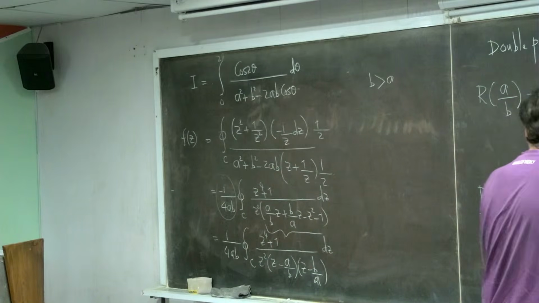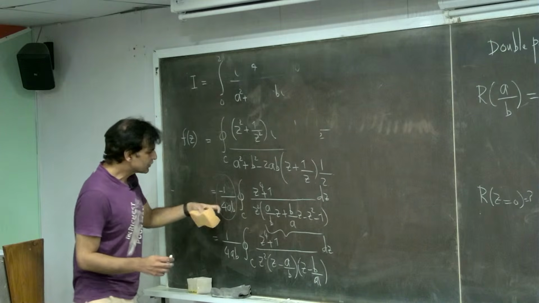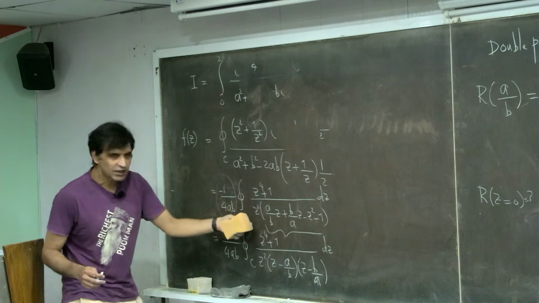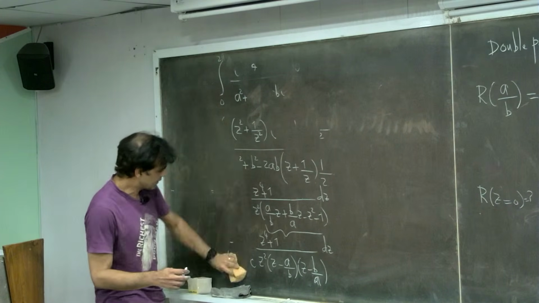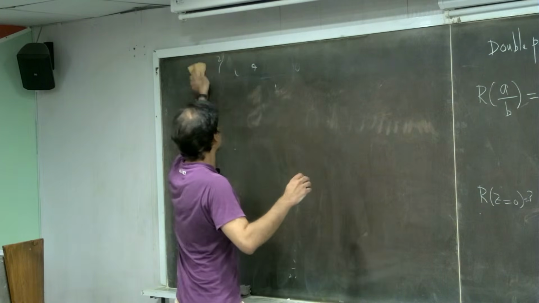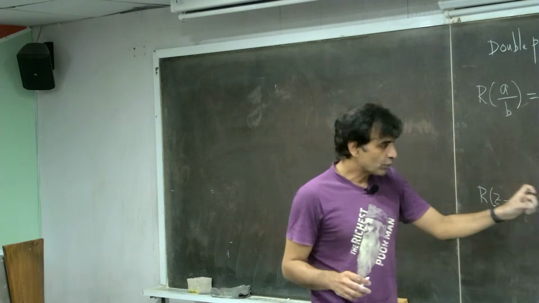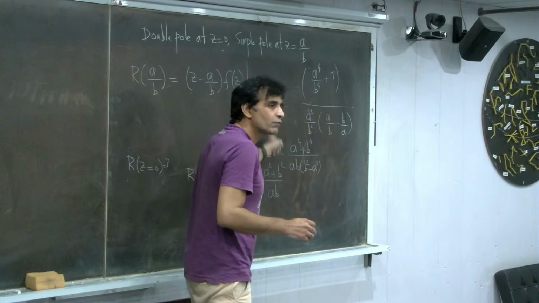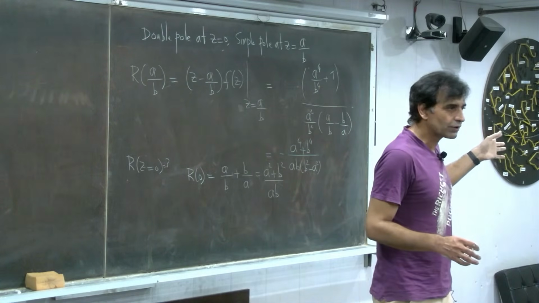Okay, so what I have to do now is take a residue. I'm not worried about this factor much, I'm worried only about this function. You have to add the two poles. The total residue is this residue with its sign plus this residue with its sign, and then you have to multiply by 1 over 2 pi iota.